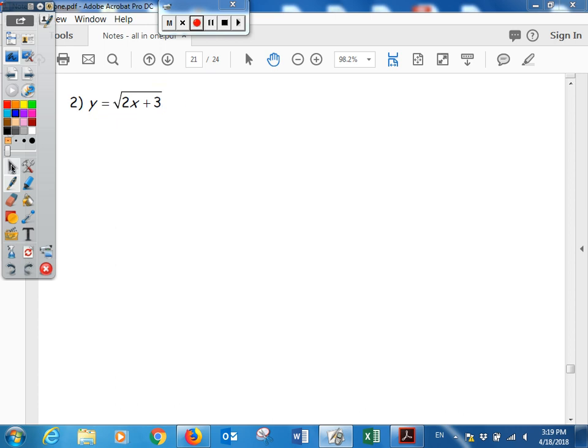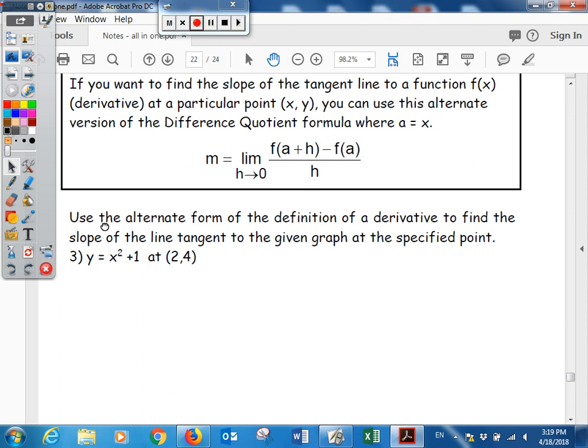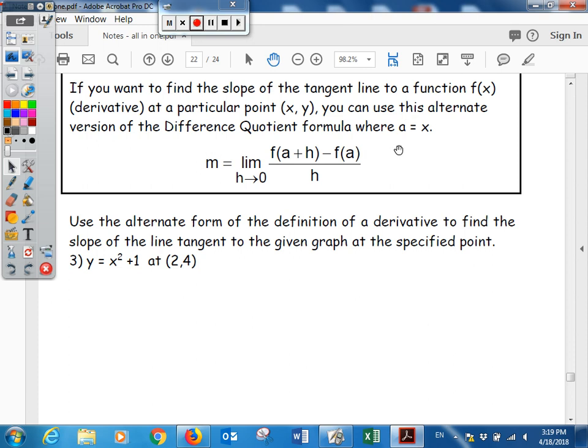So those examples were assuming that you just wanted a general formula to find the tangent. If you know that you want to find the slope of the tangent at a particular point, there's an alternate version of this difference quotient formula that we can use if we know the point that we want to find the derivative at. In other words, the a.